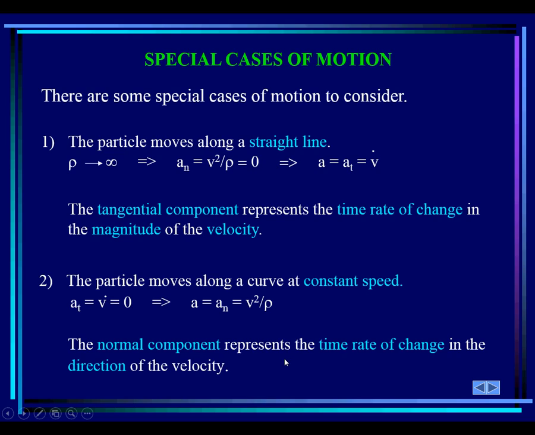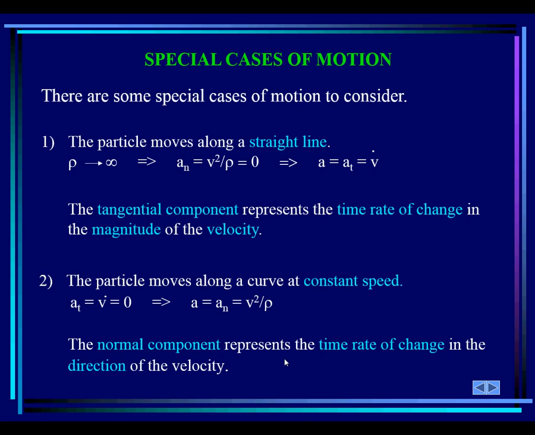These are some special cases. One, the particle moves along a straight line. That means the radius of curvature is infinite, so the normal acceleration is 0. The tangential component represents the time rate of change in the magnitude of the velocity. So in this case, moving in a straight line doesn't change the direction of the velocity, because the radius of curvature is infinite.